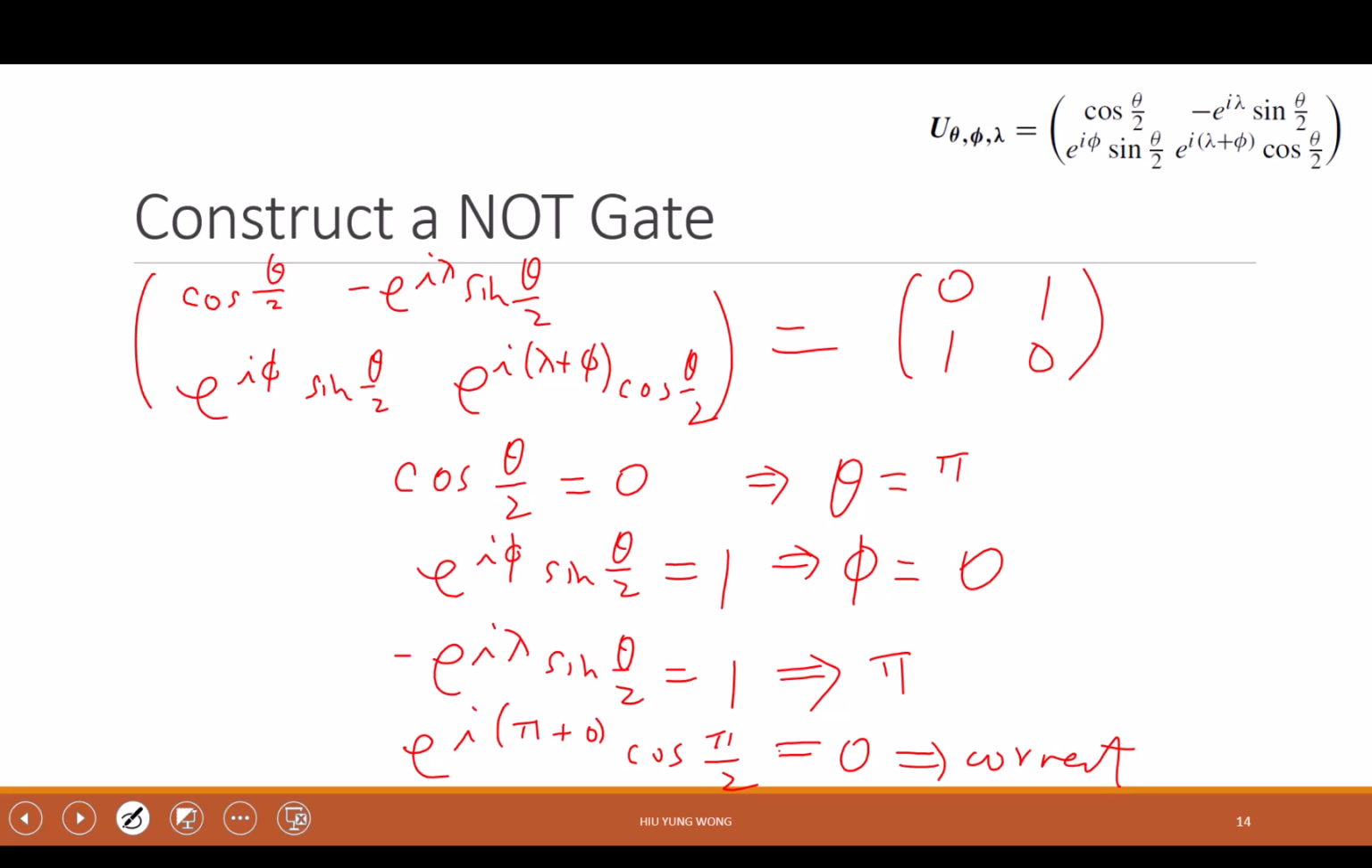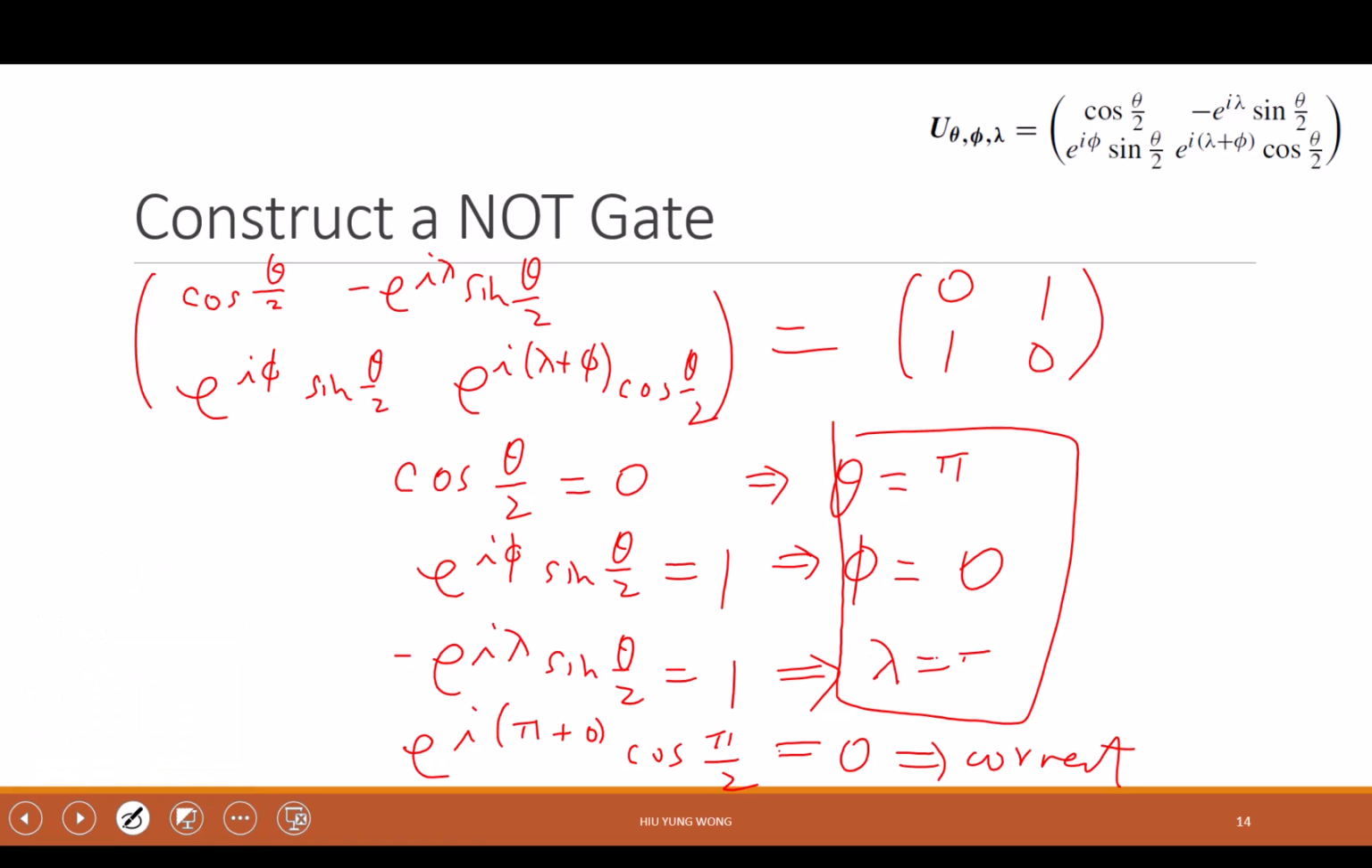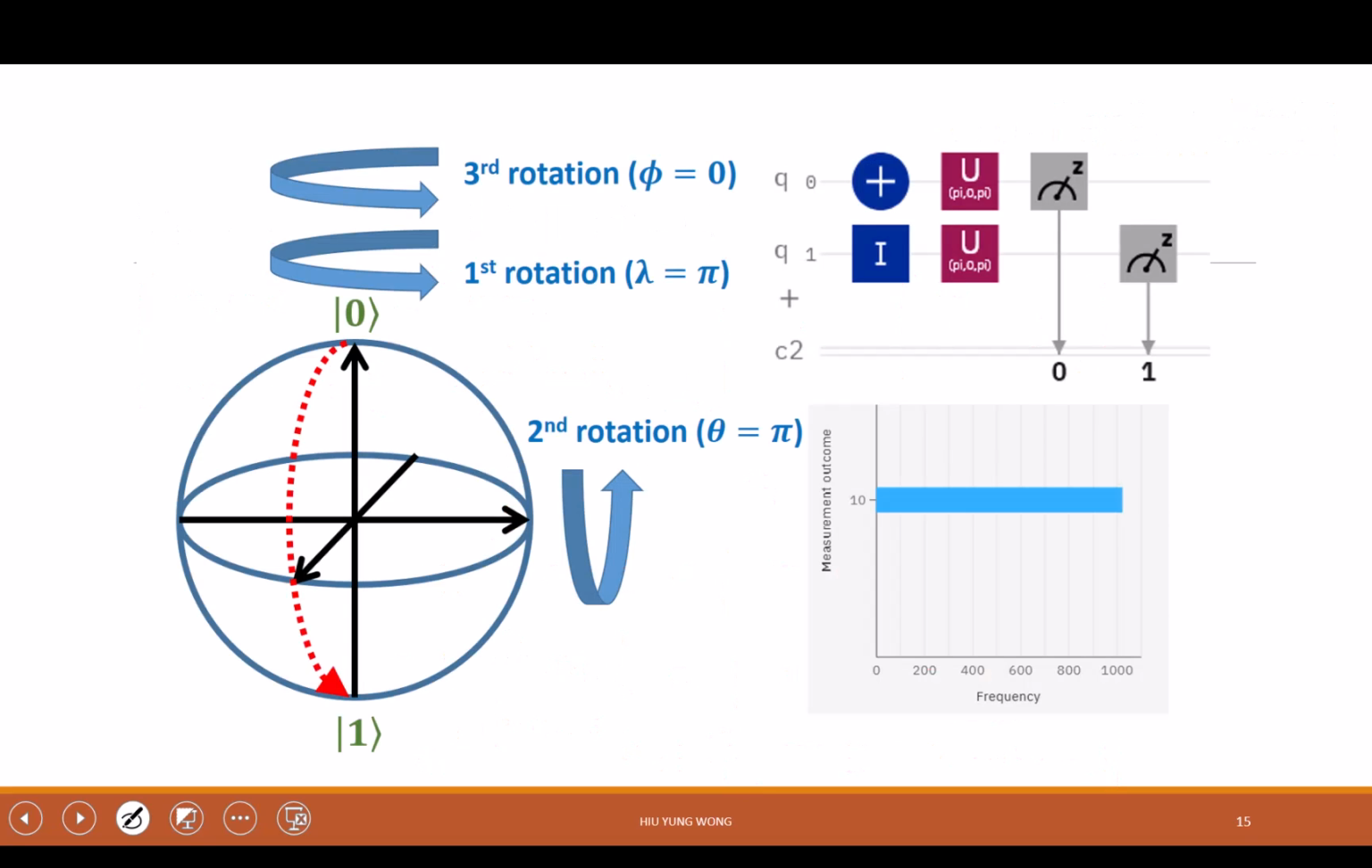Okay? So a NOT gate is this. Not that simple. Lambda equals pi. It's not just theta equals pi. Okay, let's take a look. What does it mean? First, you need to rotate about this by pi. And then you rotate about the y-axis by pi because theta equals pi. And then do nothing. The third rotation is 0. And that's what I did in the IBM Q.